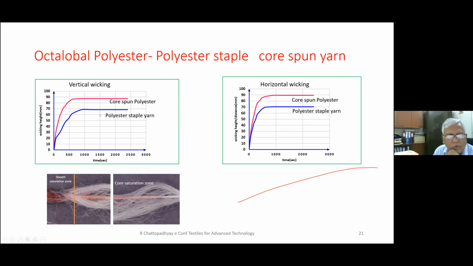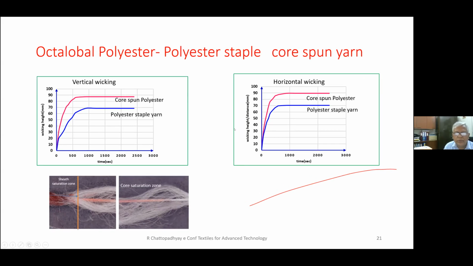Both vertical and horizontal wicking were tested, and it was shown that the core-spun polyester, that is, the one with the filament in the core, gives much better wicking. Another interesting thing is that in both vertical and horizontal wicking, the distance to which the liquid is transported is almost the same. That basically means there is no difference between these two, especially for these yarns, because we have used a fiber which is very high performance in terms of wickability.